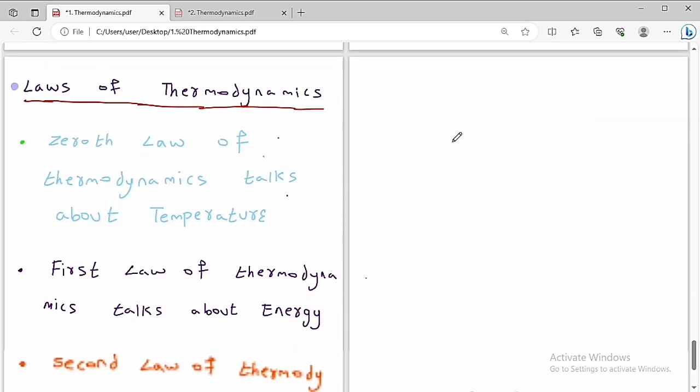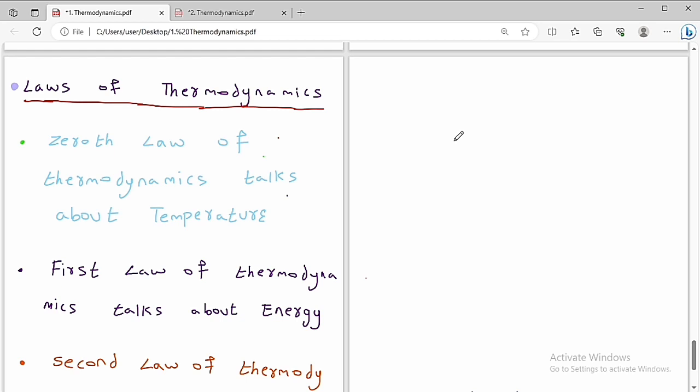Okay. Now let me tell you the laws which are present in thermodynamics. Basically, we have three laws: the zeroth law of thermodynamics, the first law of thermodynamics, and the second law of thermodynamics. The zeroth law basically talks about the temperature or the measurement of temperature. It works on the principle of thermal equilibrium. The first law of thermodynamics basically talks about energy, and it works on the concept of the law of conservation of energy. There you can see the basic relation dq is equal to du plus dw.